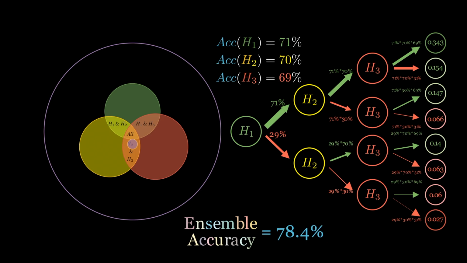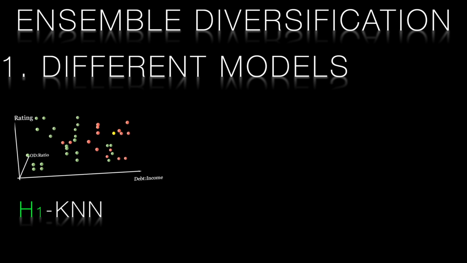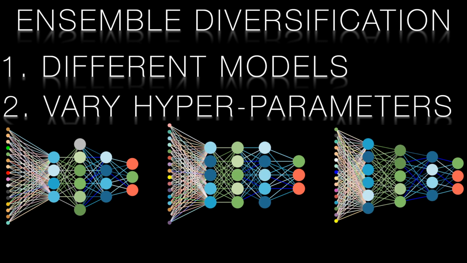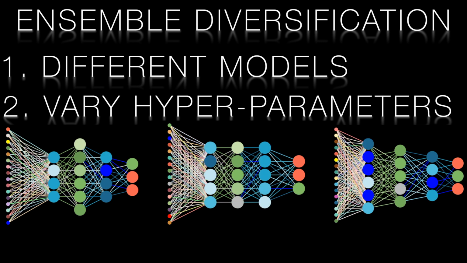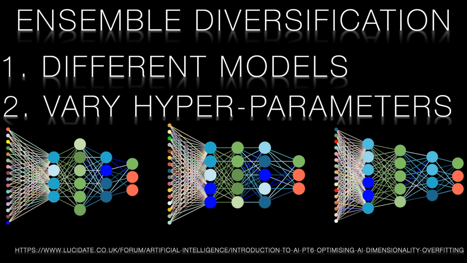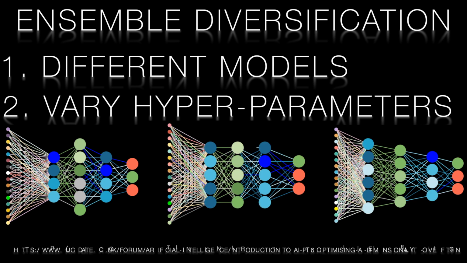So to benefit from this diversification, we need different classifiers. There are three ways we can achieve this. Firstly, use different models. That is to say, we can combine the results of different techniques or algorithms. H1 could be k-nearest neighbours, H2 could be a decision tree, and H3 a neural network. Secondly, we can choose a different set of model hyperparameters. For instance, we could train several neural networks with different numbers of layers and different numbers of neurons per layer. The URL on the screen is a link to a Lucidate video where we combine multiple different neural networks to achieve a much better ensemble performance than a single network on its own.